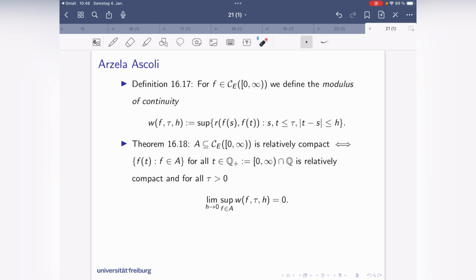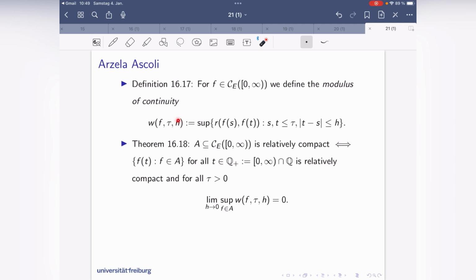Maybe you've heard about this, because I'm not going to show this, because that's from analysis, essentially. That's the Arzelà-Ascoli result. And what does it say? A subset of continuous functions is relatively compact if and only if, well, something goes to 0 and at fixed time points something is nice. But the most important thing is this lim sup w goes to 0. So what's the w here? That's called the modulus of continuity.